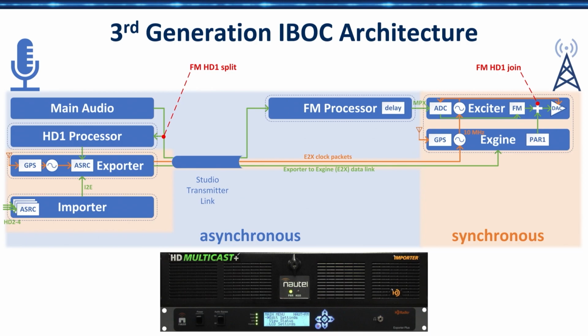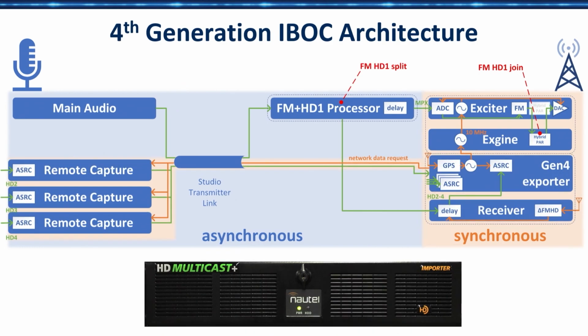The complicating factor now is if you move the exporter back to the studio, the differential paths between the FM and the HD, between where the audio splits and until it rejoins in the exciter, those are long paths, depending on the STL environment, whatnot. So there was lots of chance of slip between the FM and the HD1 simulcast. We'll talk about that diversity delay alignment issue in a second. It just became a lot more challenging in that architecture.